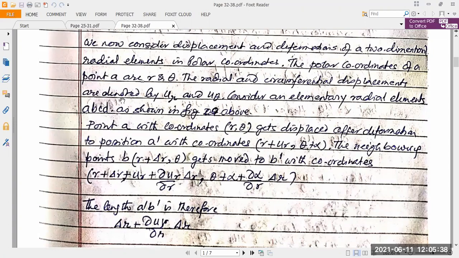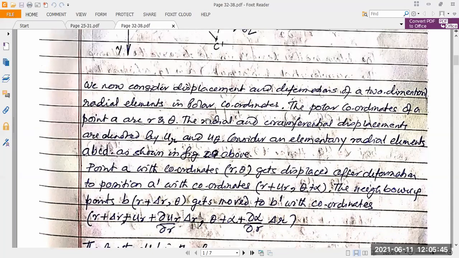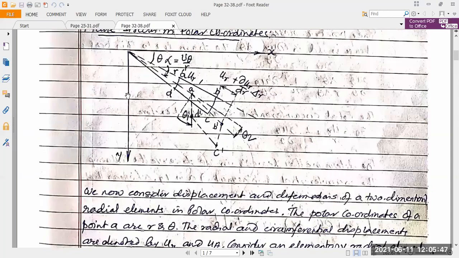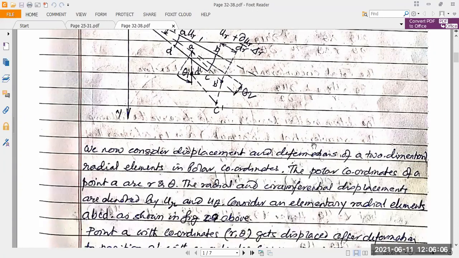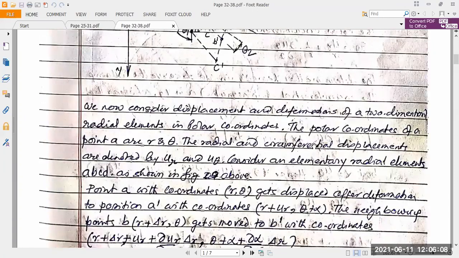The radial and circumferential displacements are denoted by ur and u theta. Consider the elementary radial element ABCD as shown in the figure. So this is x and y, and this is polar coordinates. We have the coordinate system along the radius and the coordinate system along theta. It means we have to measure and plot everything by means of the radius as well as the angle subtended by the radius with the x-axis. This is the method for this type of displacement.